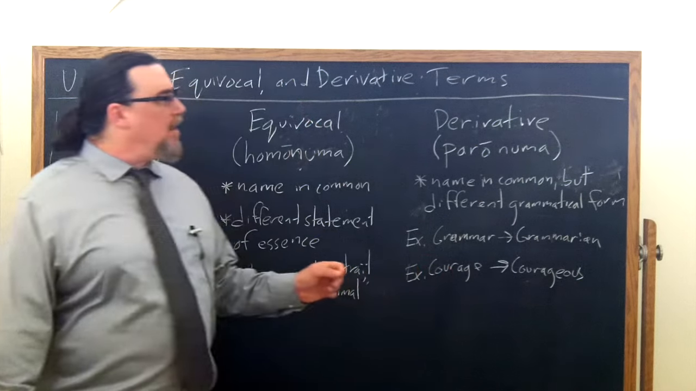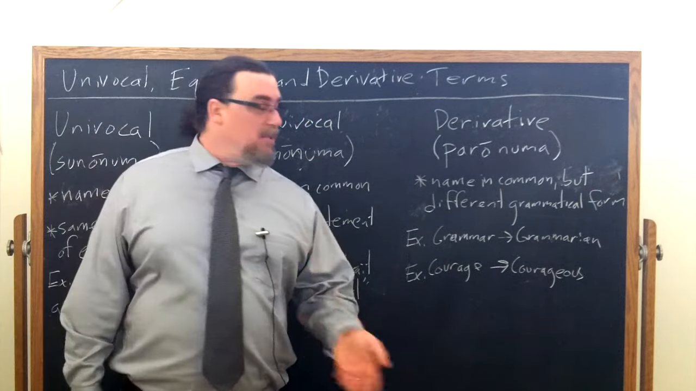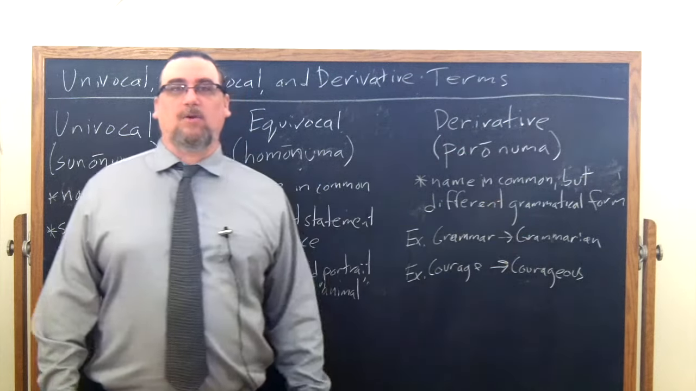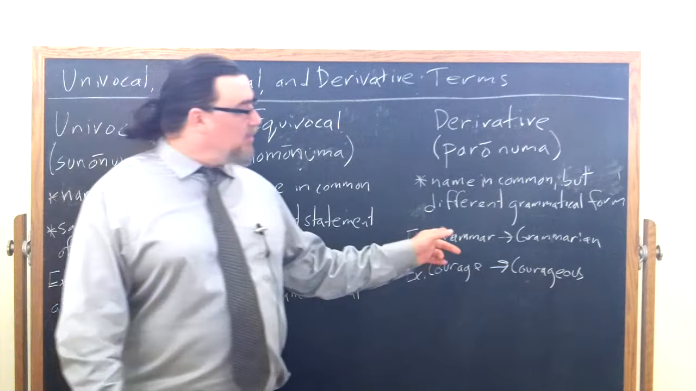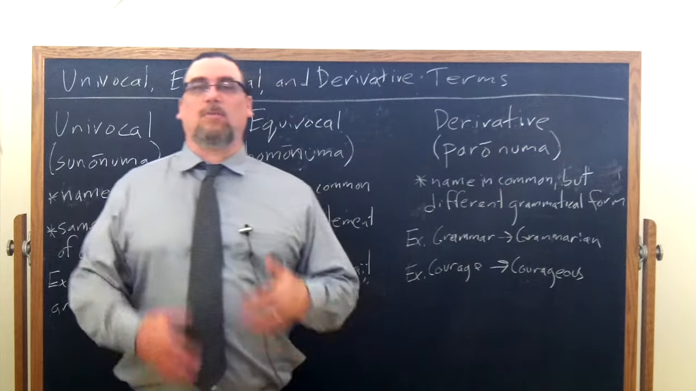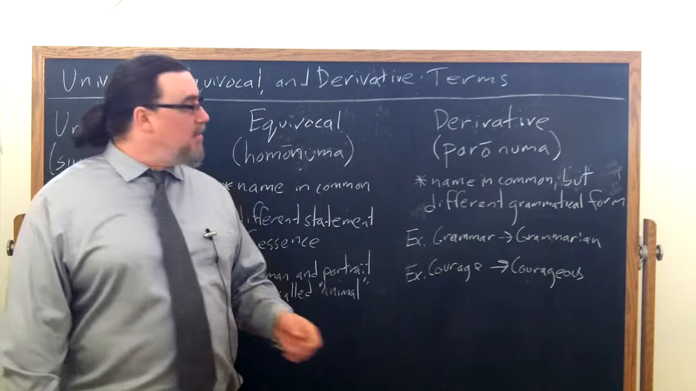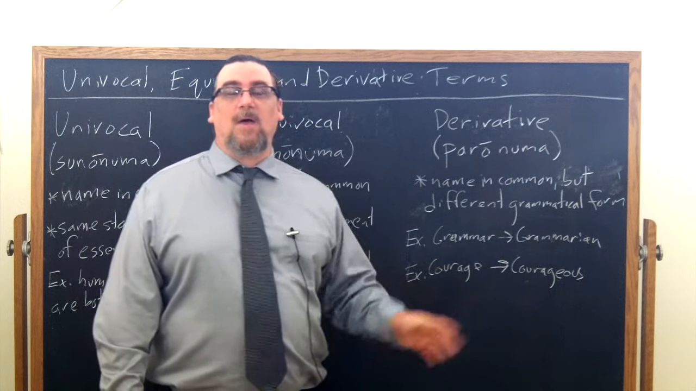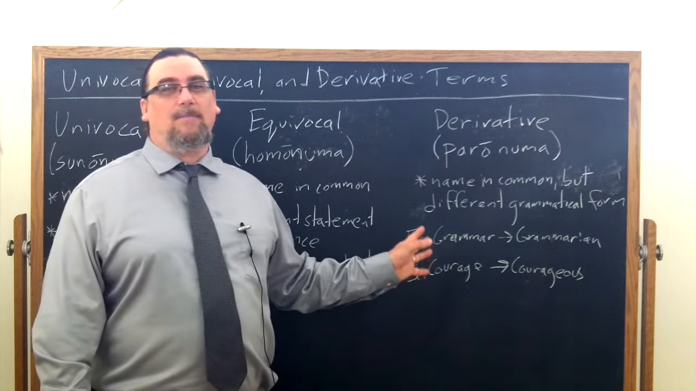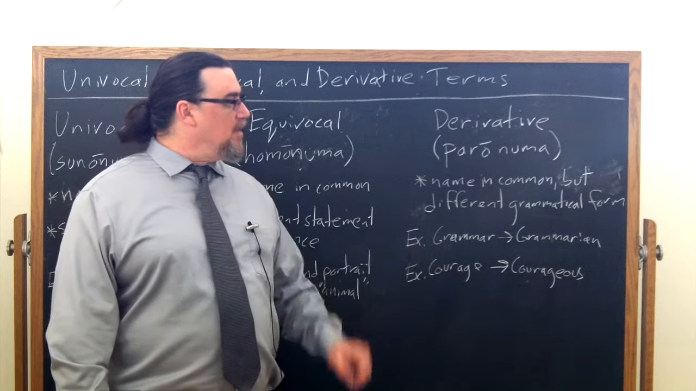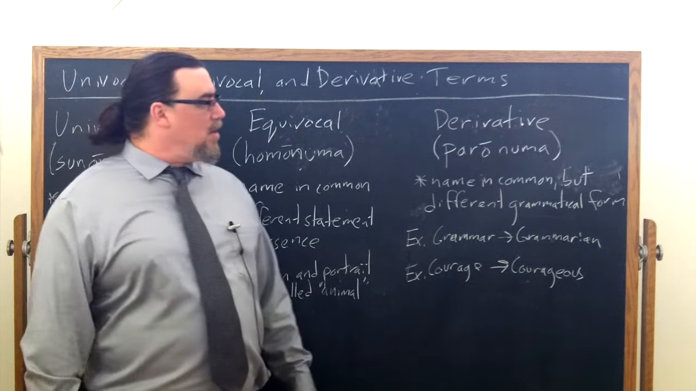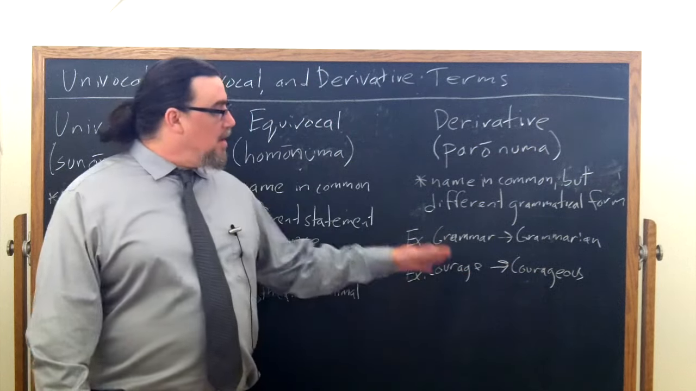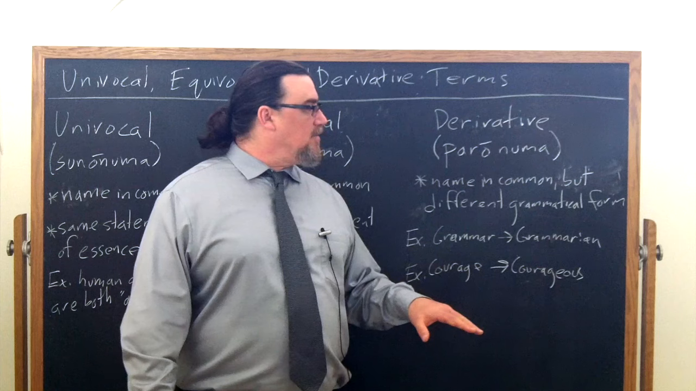For derivative terms, Aristotle actually gives us two examples. He talks about grammar and the grammarian, the person who knows grammar. Grammar is a type of knowledge. Grammarian is the person who possesses and uses that type of knowledge. Courage and courageous. Andreia in Greek sometimes gets translated in these books as heroism, although courage is probably closer. Courageous, right? Noun and adjective.